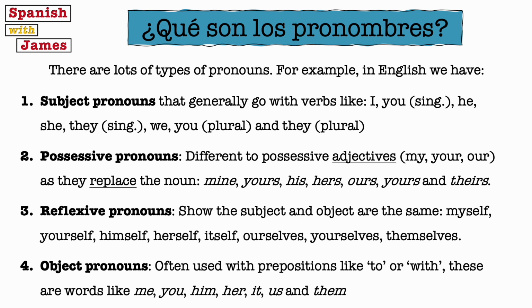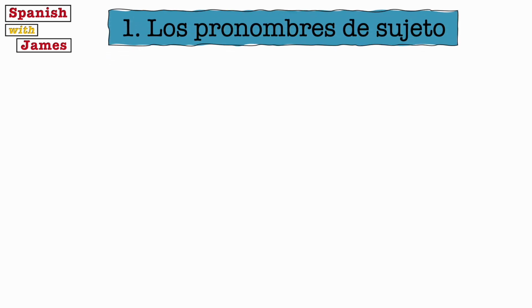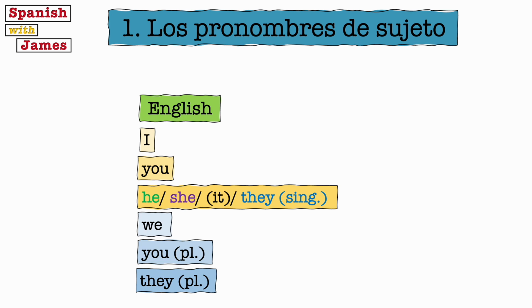I went to the shop with him. He bought the flowers for her. So we'll now work through those four categories of pronouns in Spanish. Empezando con los pronombres de sujeto, starting with subject pronouns. Now, as mentioned in English, these are I, you, he, she, it, we, you, they. And increasingly people are using the singular they as well.